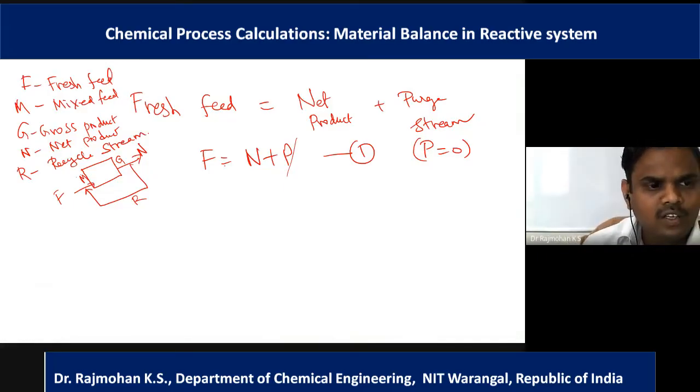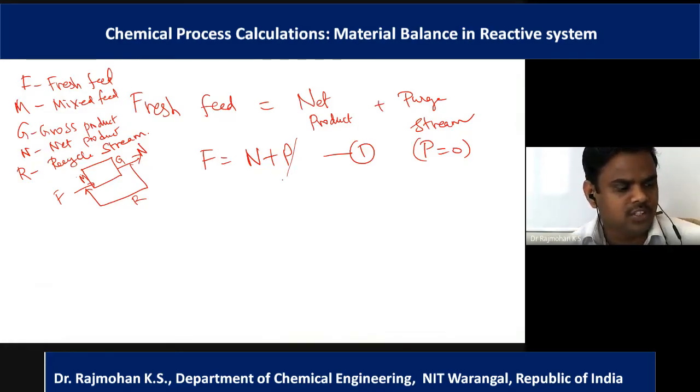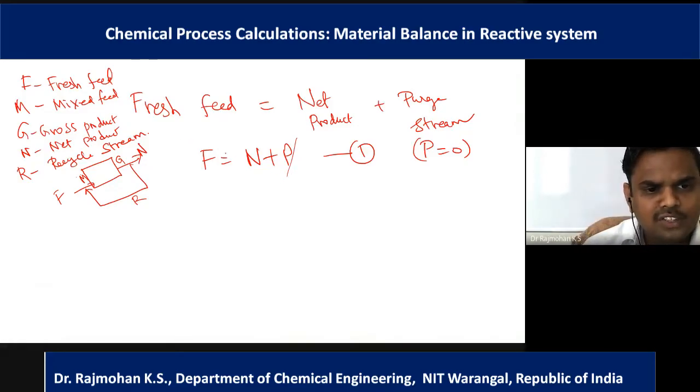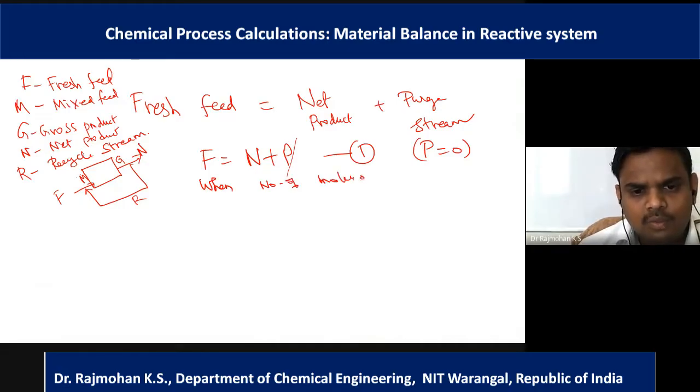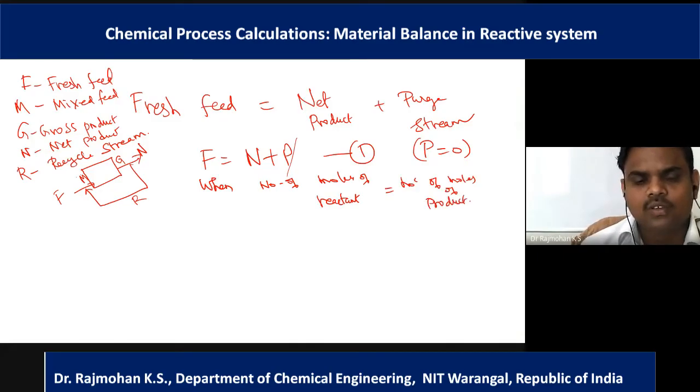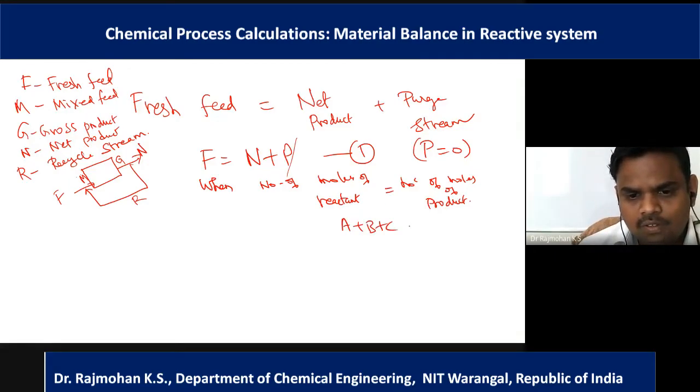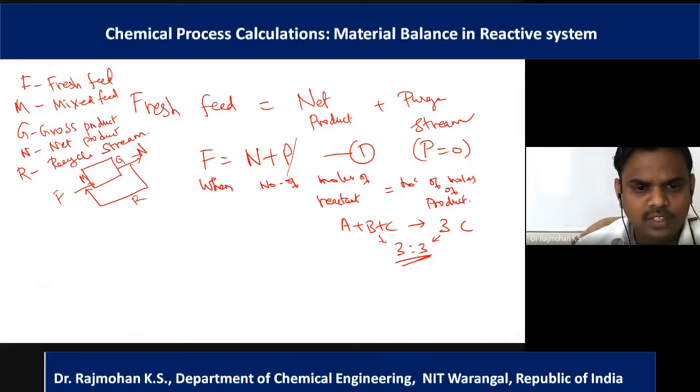The overall balance should be fresh feed equal to N plus P. This is applicable when the number of moles is not changing, that is, the number of moles of reactant equals the number of moles of product. You can start using this when, let me say, A plus B giving C, the reactants and products have no change in total number of moles. That is one thing we have told you.